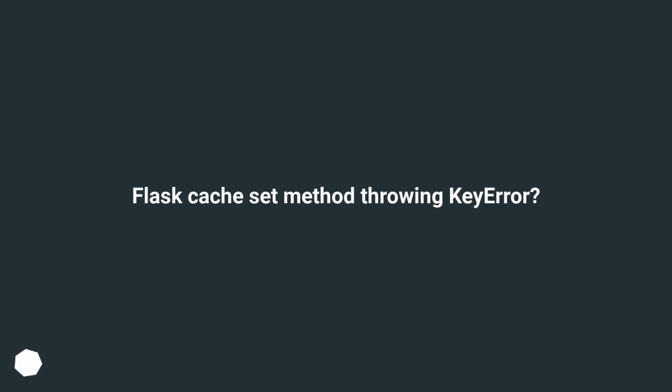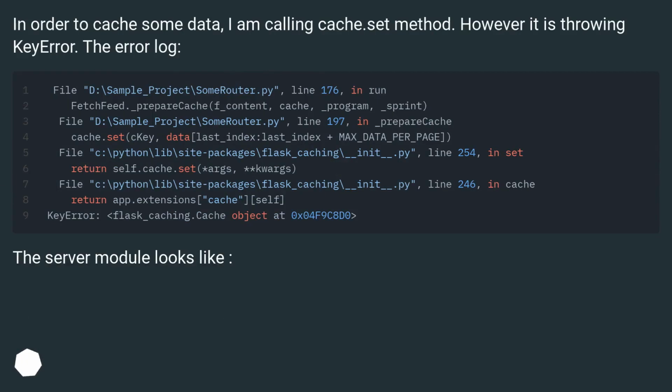Flask hash set method throwing KeyError. In order to cache some data, I am calling the cache.set method. However, it is throwing KeyError. The error log.